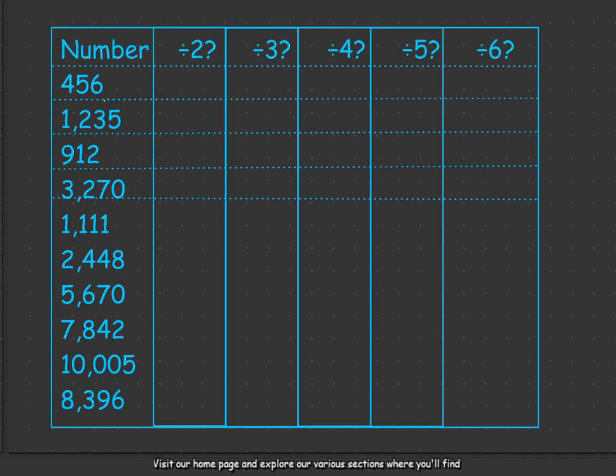456. And we said the number is divisible by 2 if the last digit is even. So is it divisible by 2? Yes, because our last digit is even. So it's divisible by 2. Should I write a yes? Okay.